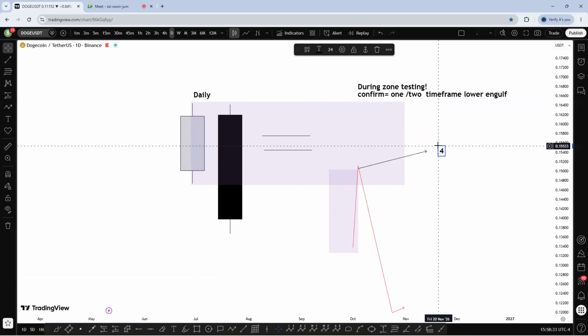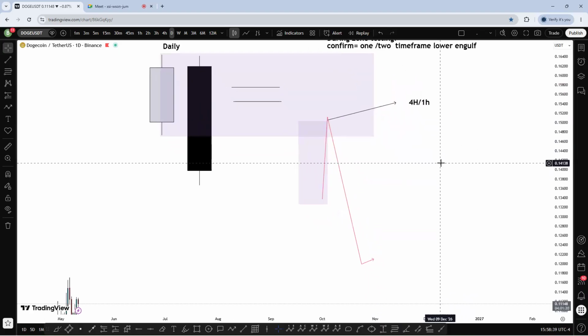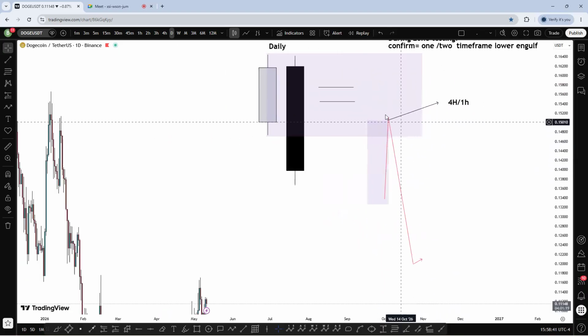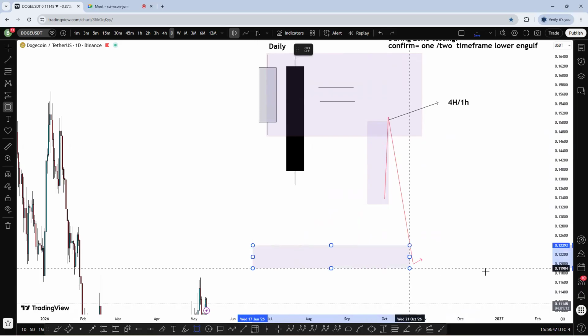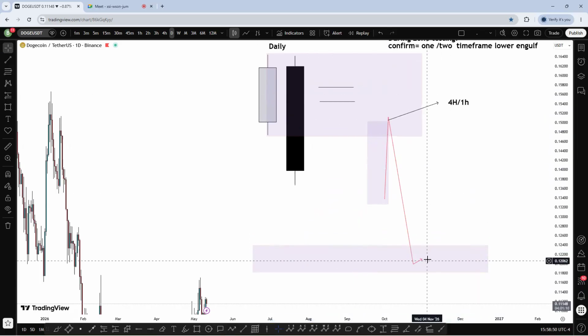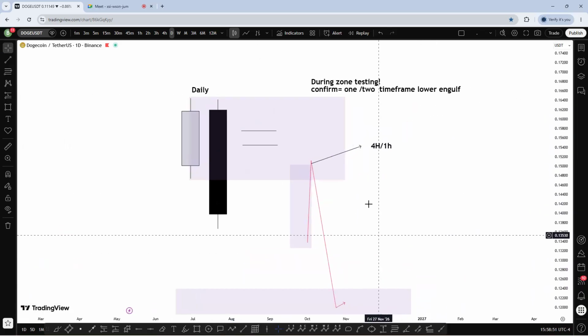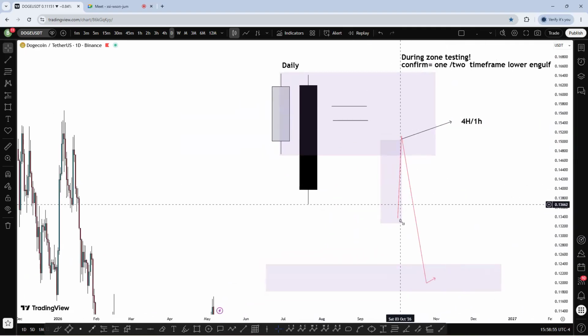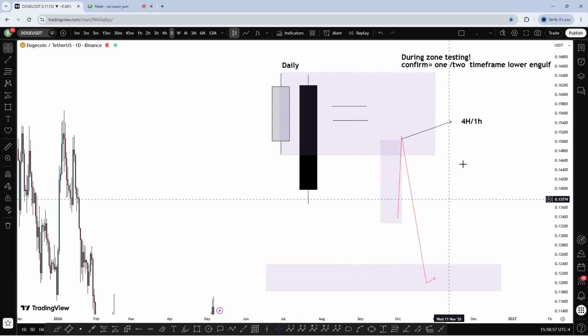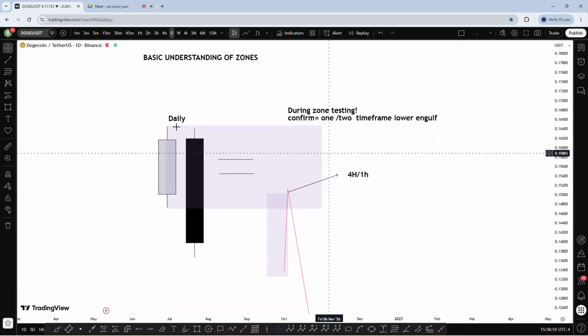Four hour or one hour. Then once you find the sell, look here if you find another daily zone, from daily to daily. Or you can take profit on the 4 hour zone again if you want. So this is a general formula.